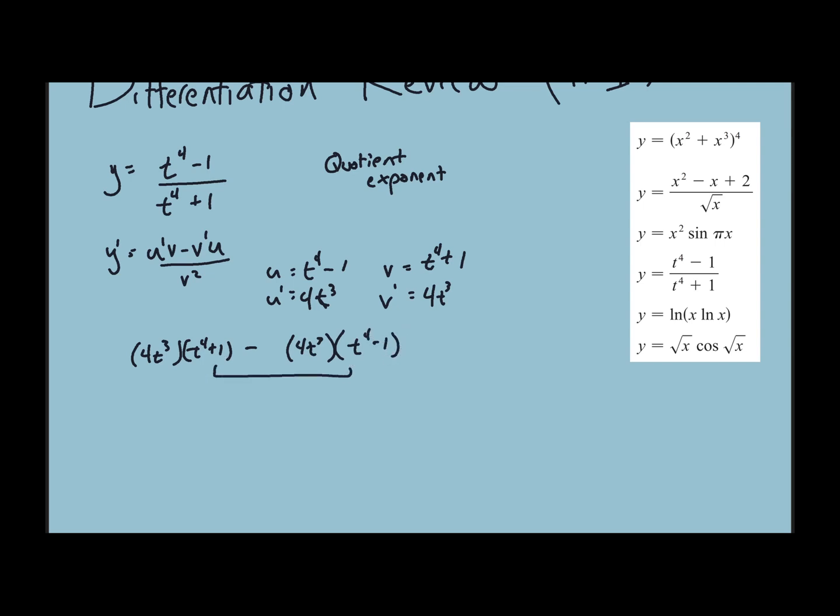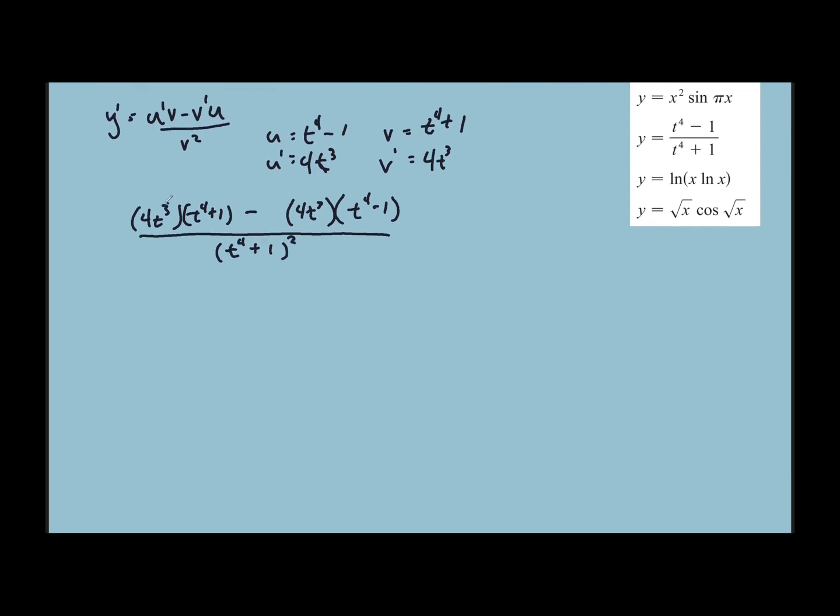These two are conjugates of each other, aren't they? We might be able to combine those again, over v squared, t to the fourth plus 1 squared. And the reason I bring that up is because we talked about conjugates during the semester. Your teacher is probably going to expect you to understand what those look like, and the rule is basically like this: a plus b times a minus b is equal to a squared minus b squared.